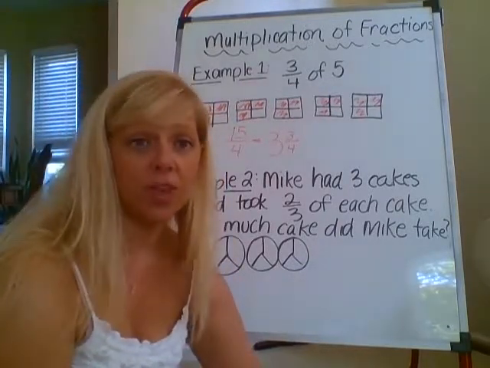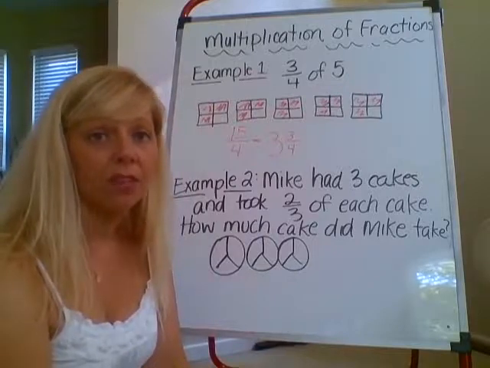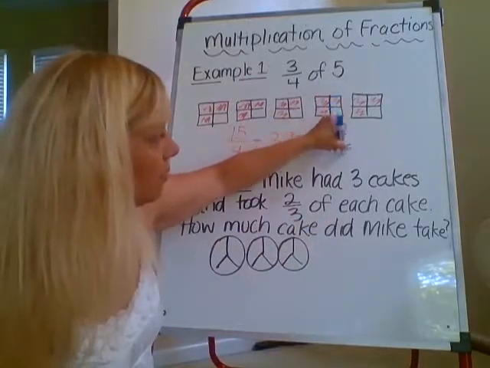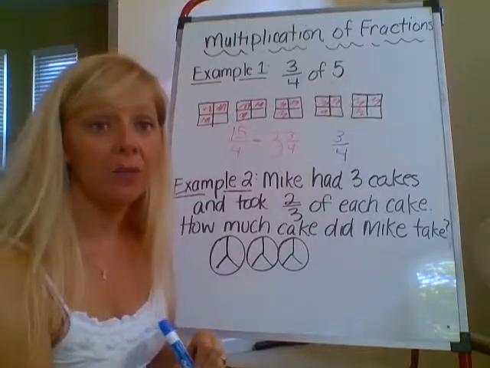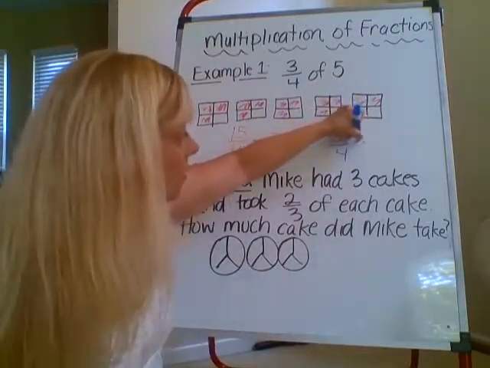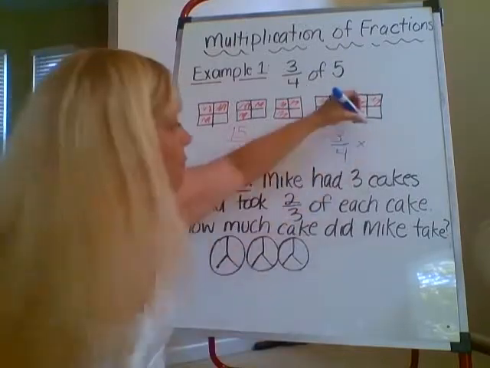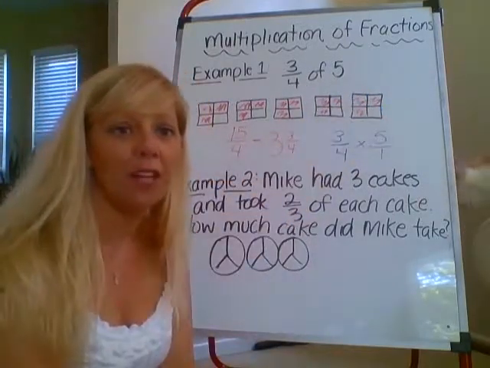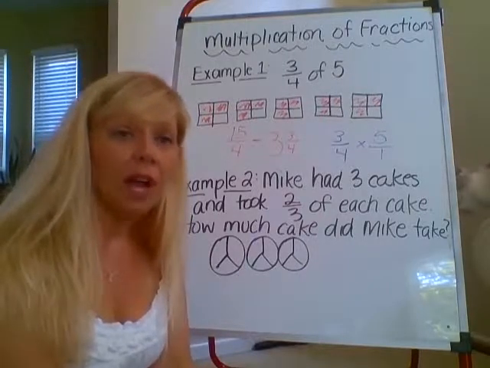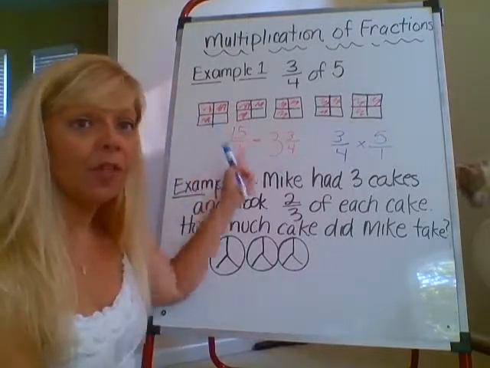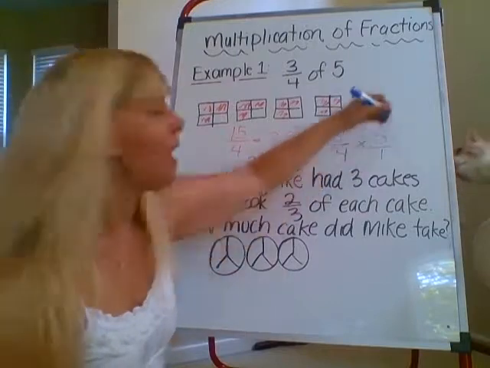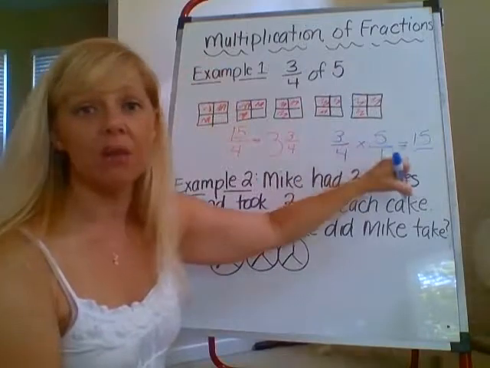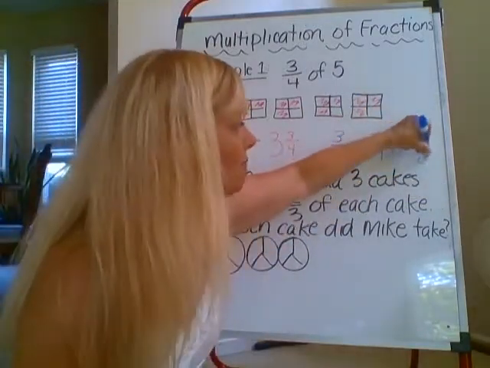Now, if I didn't want to draw the picture and I just wanted to use the algorithm, what I would do is I would write 3/4, and then of is a multiplication word, times 5 wholes. And since I have 5 wholes, I have 5 over 1. So now when I multiply across and I want to get that 15 fourths, I realize that 3 times 5 is 15 and 4 times 1 is 4.